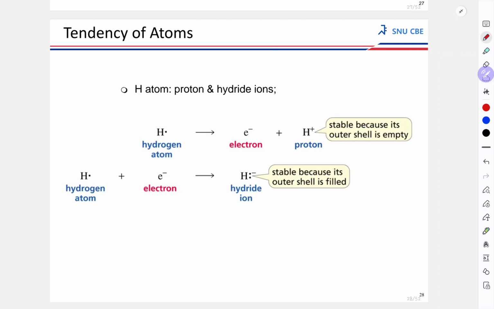What about hydrogen? The hydrogen atom is a special case. It can become a proton by losing the electron. And this is stable. Proton is also stable because its outer shell is completely empty. But hydrogen can also accept an electron to become the anion, called hydride. This is also stable because its outer shell is filled. That's why proton and hydride are relatively stable species that can exist and participate in a variety of reactions.